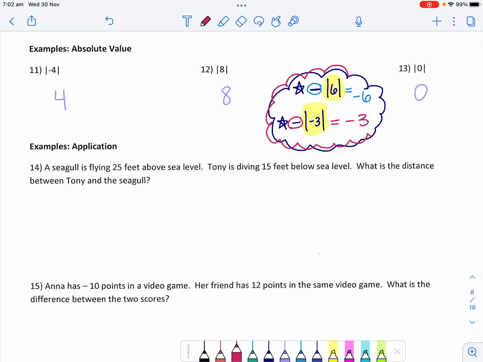We have to pay attention to where the negative is in terms of the absolute value. Is the negative on the inside of the absolute value bars, being evaluated as part of absolute value, or is it on the outside representing an opposite? Okay.